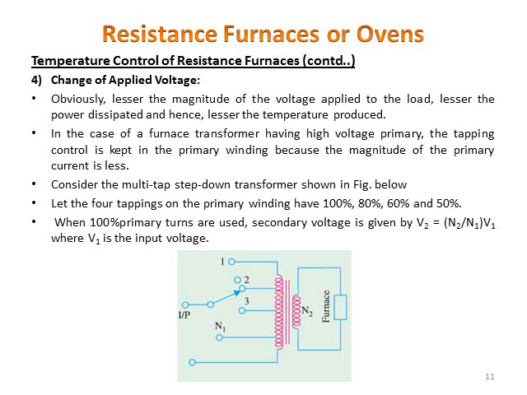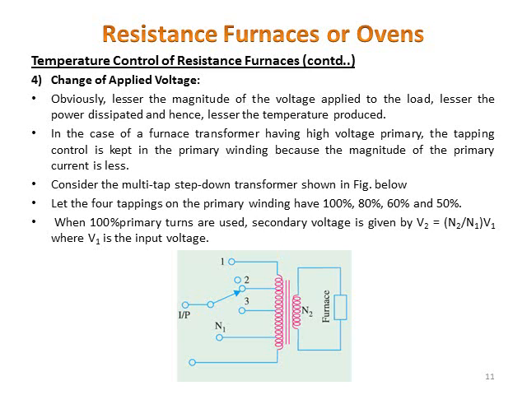So since the magnitude of primary current is less, this being a step down transformer, it is easy to control the voltage across the primary. So that is why provisions or tappings are made to control the voltage at primary side.